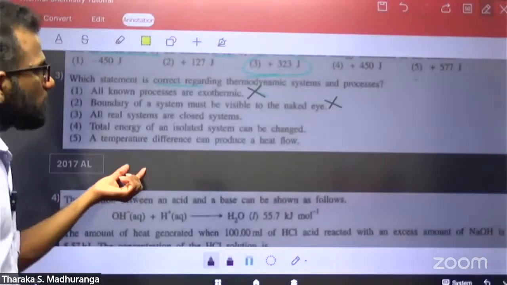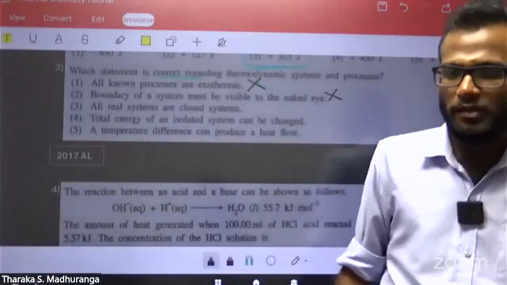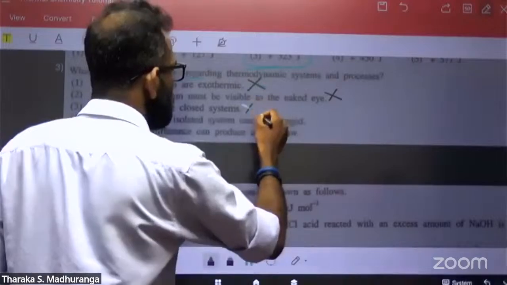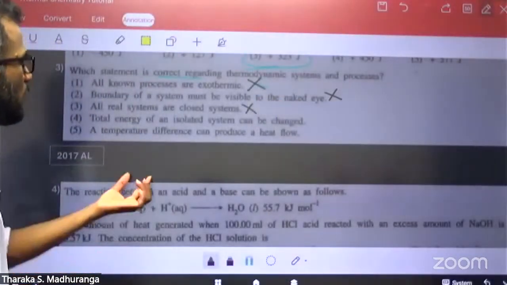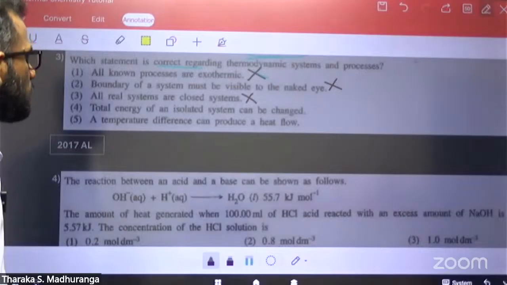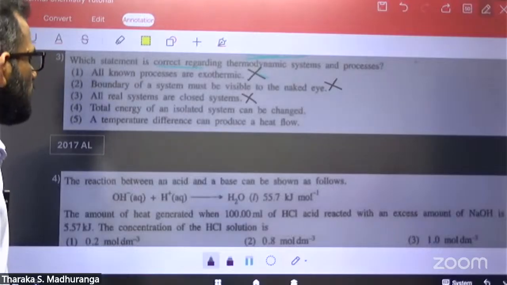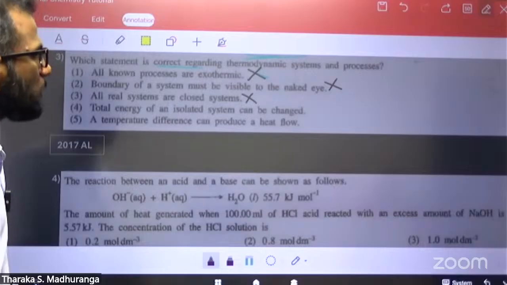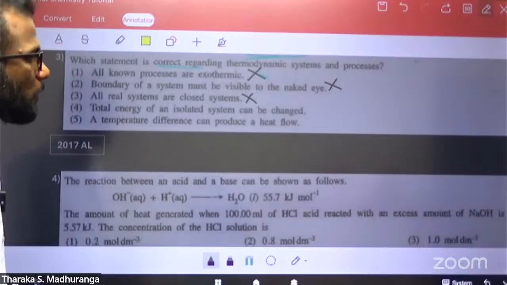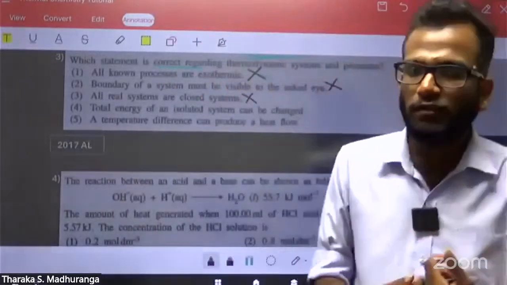All real systems are closed systems? No. Real systems can be open systems, closed systems, and isolated systems also. The total energy of an isolated system can be changed? The temperature difference can produce a heat flow. Yes, the temperature difference can produce heat flow, always.